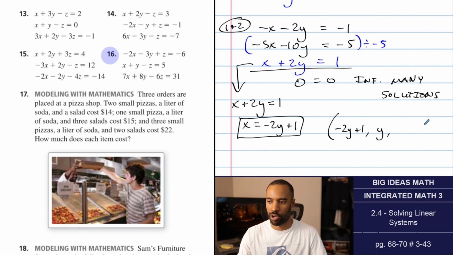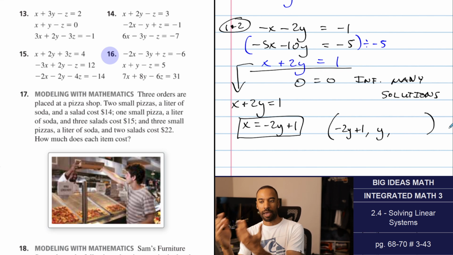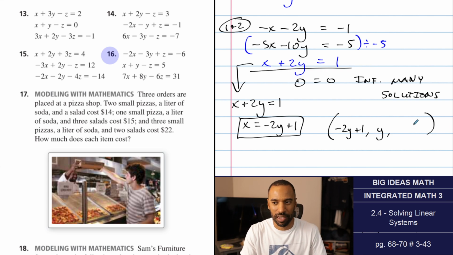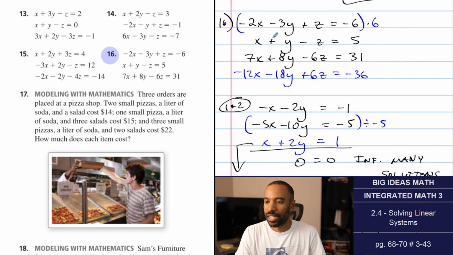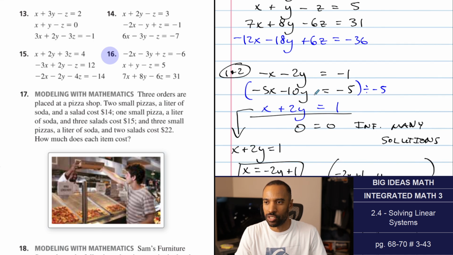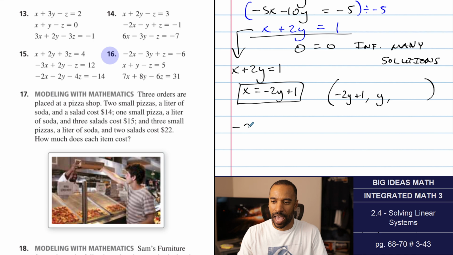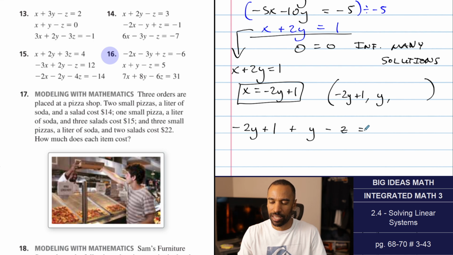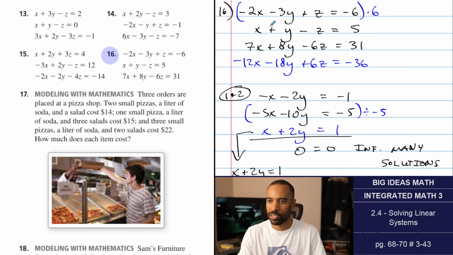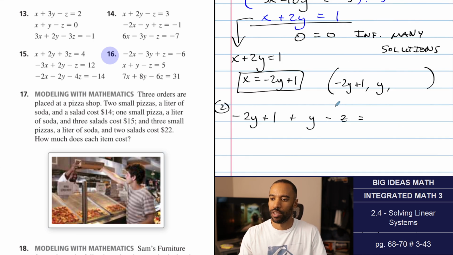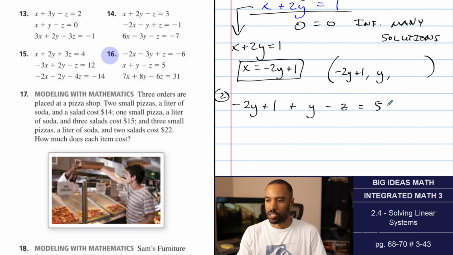Y is going to be y, and let's solve for z. Now, y might not cancel when I solve for z, as I've now recognized sillily. I should have known that from the jump. Let's do it on the second equation here. This is equation 2. X plus y minus z equals 5. Remember, x is negative 2y plus 1. Yeah, I don't think y's cancel here.